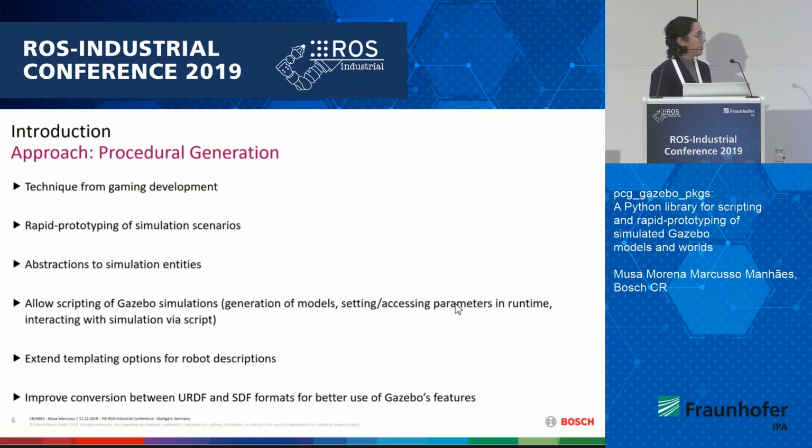So the approach I've been developing inside this Python library is a technique from game development called procedural generation, allowing you to programmatically control and create your simulation environments. That allows rapid prototyping of simulation scenarios. You have to have abstractions of simulation entities. So if you have links, joints, and lights in the simulation, you need a counterpart in your library too, so you can export to the SDF format that Gazebo needs to understand it when you finish your configuration.